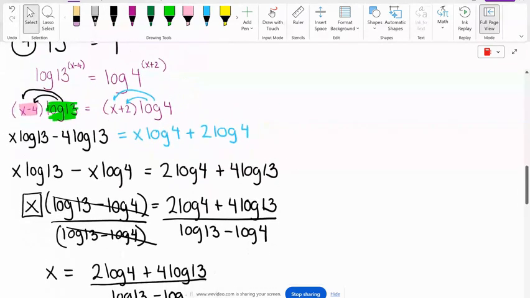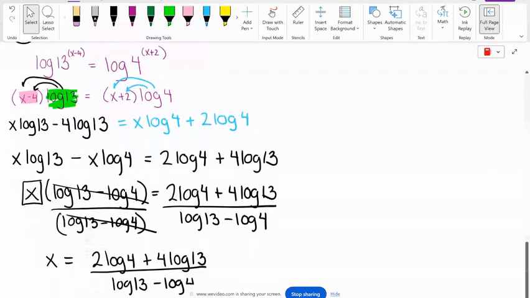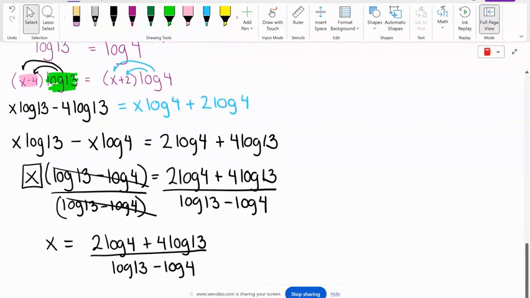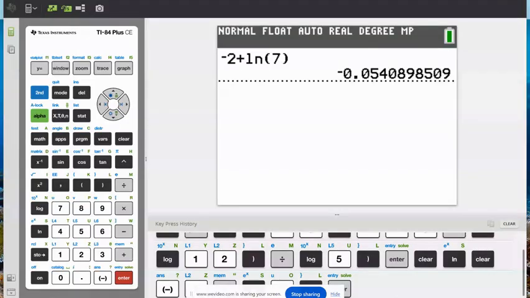There was a lot going on in this problem. Can I go to my calculator? Is anybody still copying? All right, how do we enter this in? We're going to need parentheses.